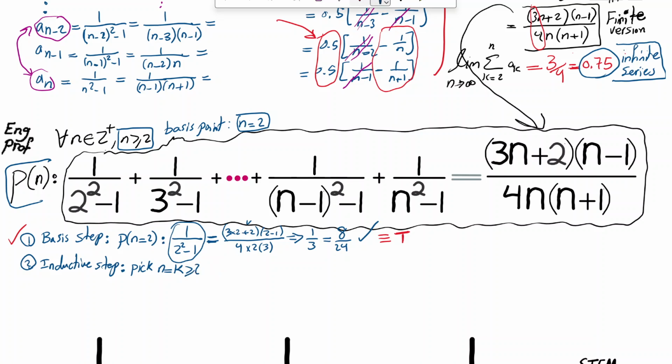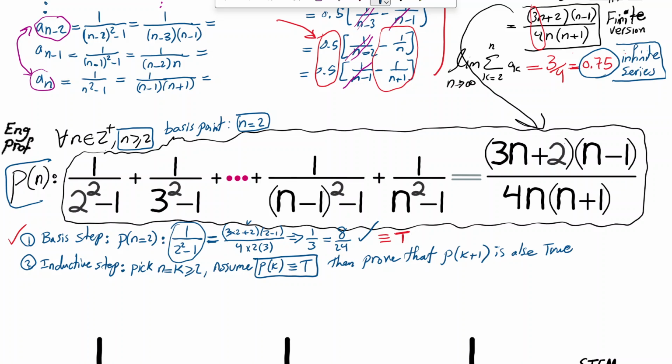and assume that P of k is true. So that would be our inductive hypothesis or assumption. Then prove that P of k plus 1 is also true or correct. So that's what we need to do.